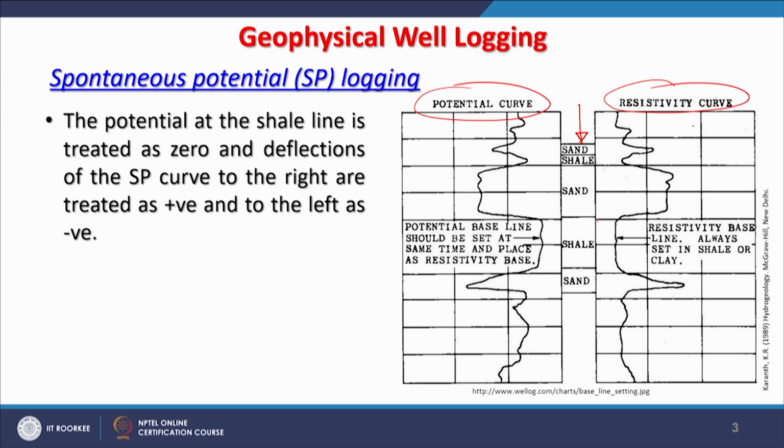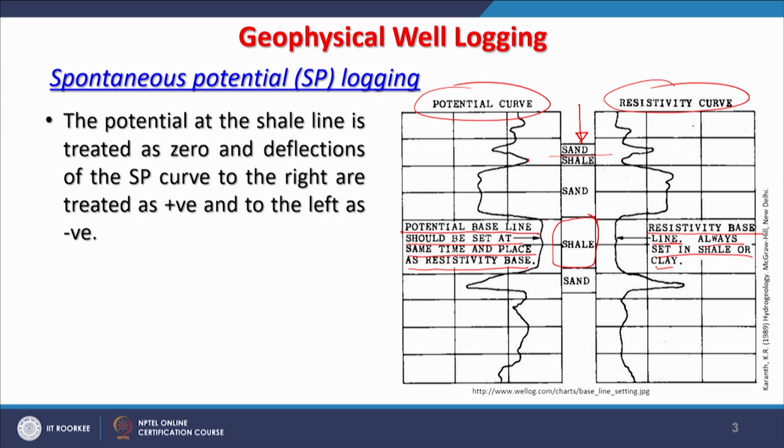When we encounter shale here, the formation is quite thin, so though it has its signature, it is not sufficient. On the right side we treat deflections as positive, and on the left as negative. The potential baseline in shale should be set at the same place as the resistivity baseline. That means that while comparing, these should match, and they do match in this example; the resistivity baseline is always set in the shale or clay.